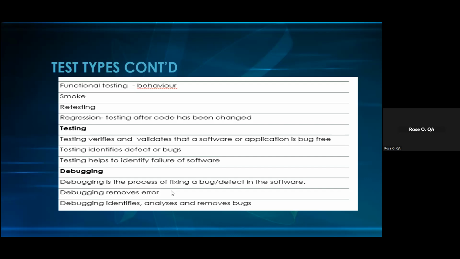So that takes us to testing versus debugging. What is testing? Testing verifies and validates that a software or application is bug free. We've said that in our previous classes. Testing identifies defects or bugs. Testing helps to identify failure of software. You can see that all I've been saying is still the same thing right from the beginning. It's just emphasizing, emphasizing, emphasizing. And this is the way it's going to go all through your testing career too.